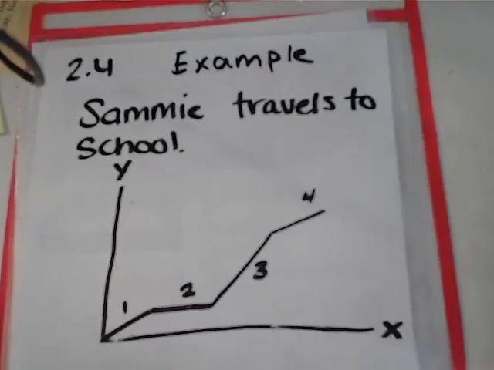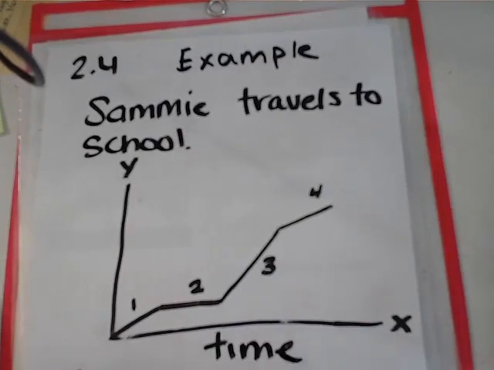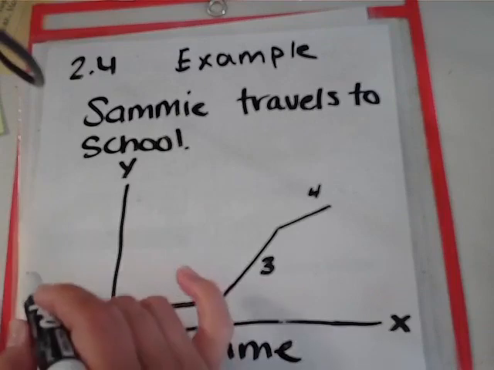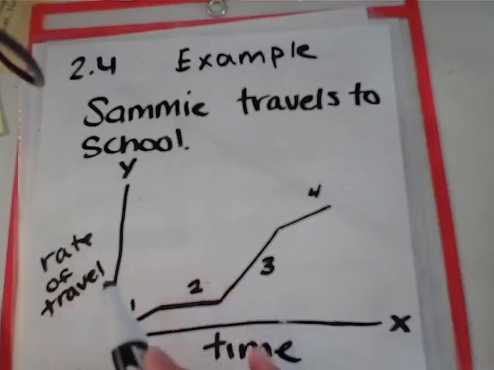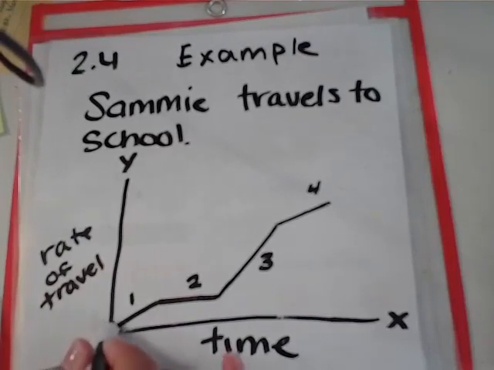As we look at this scenario, we need to first decide what we think the x-axis and the y-axis are representing. In this case, x is representing our time, so how long it takes for him to get to school, and then the y-axis is his rate of travel, or how fast he's going. So we can see how fast he's moving and how much time it takes for him to get there. As Sammy leaves his home, we're starting here at the origin.